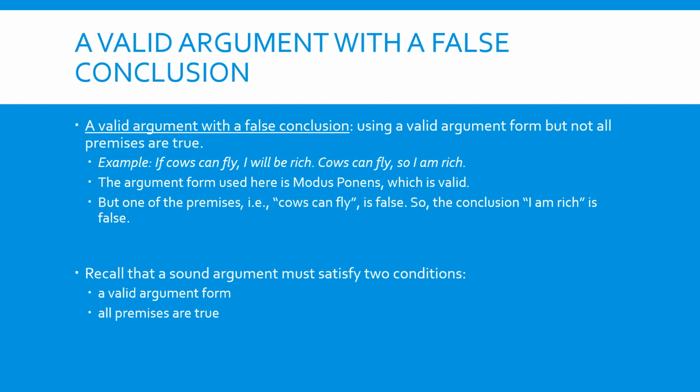Recall that to construct a sound proof, we need to satisfy two conditions. First, all premises must be true. Second, the argument form is valid. In this error, although the second condition is met, the first one is not.